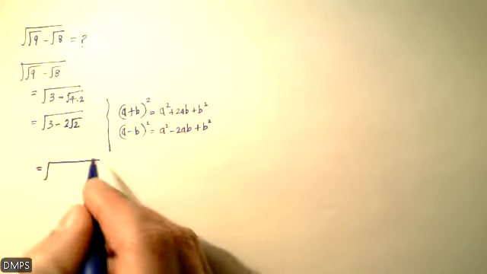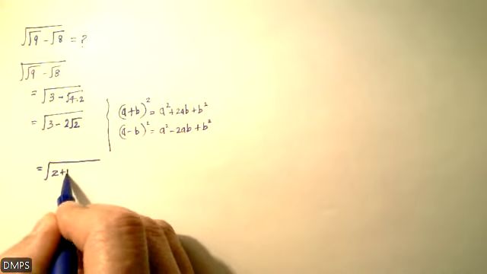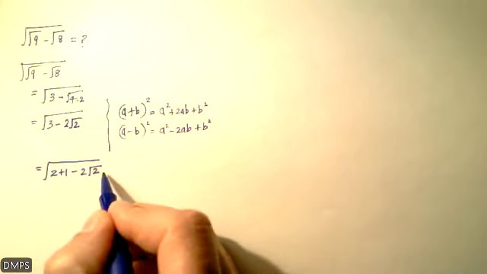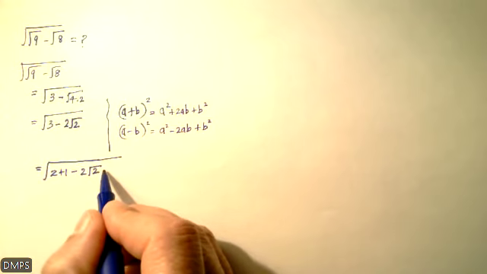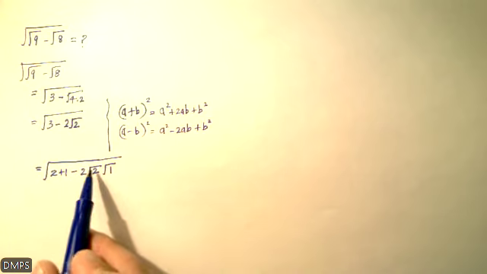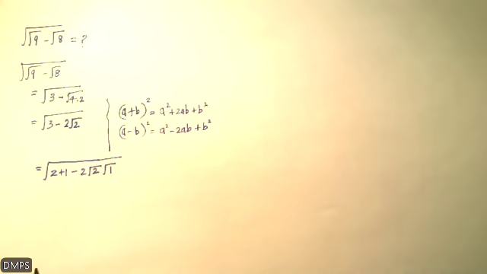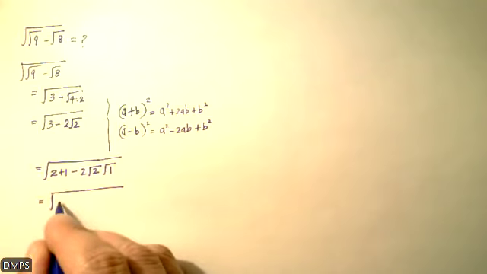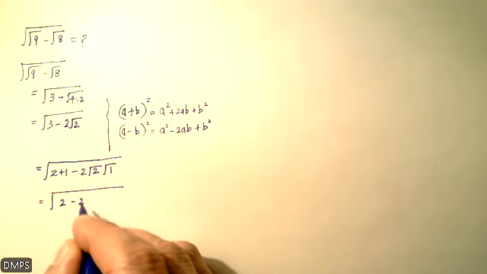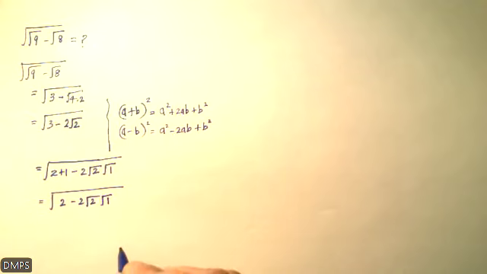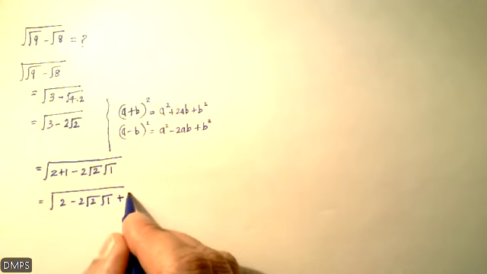So 3 can be written as 2 plus 1, minus 2 times the square root of 2, and I can multiply this by 1, or the square root of 1. The square root of 1 is 1. Multiplying by 1 is the same thing. Now I will write them in the exact order. I'll write 2 here, minus twice the product of 2 root 2 and root 1, and here it's 1.